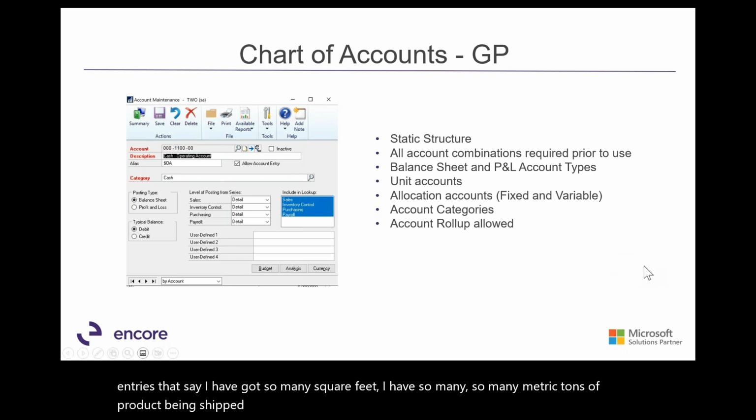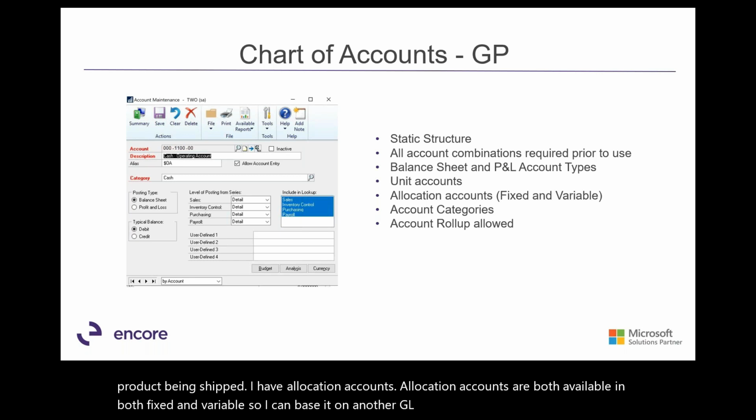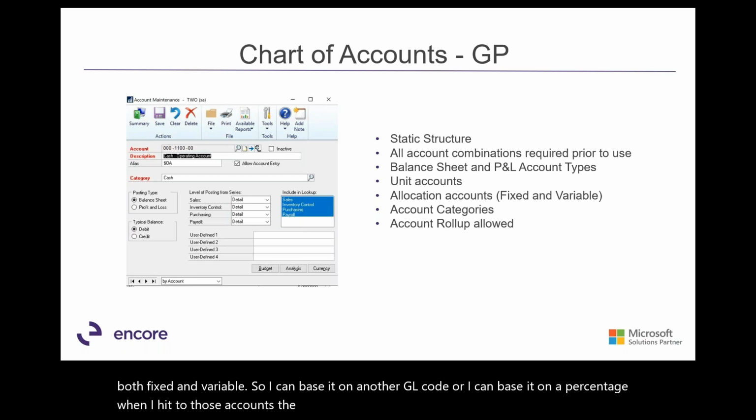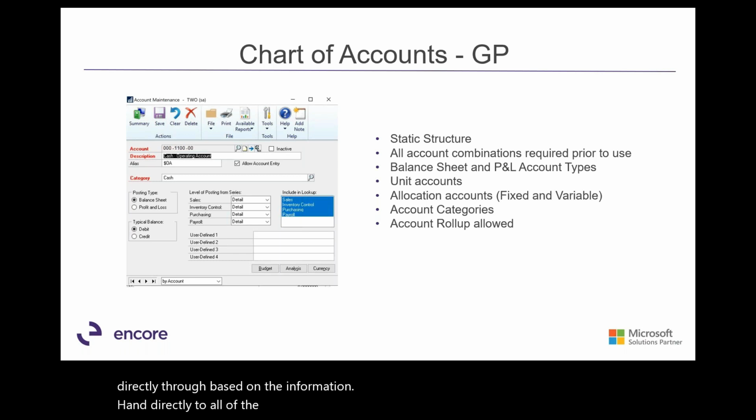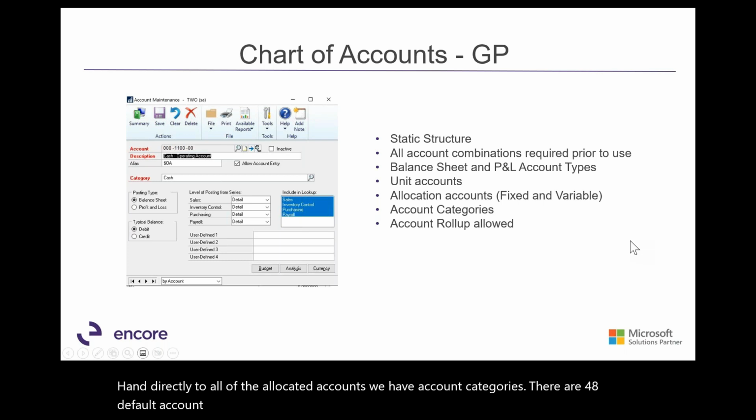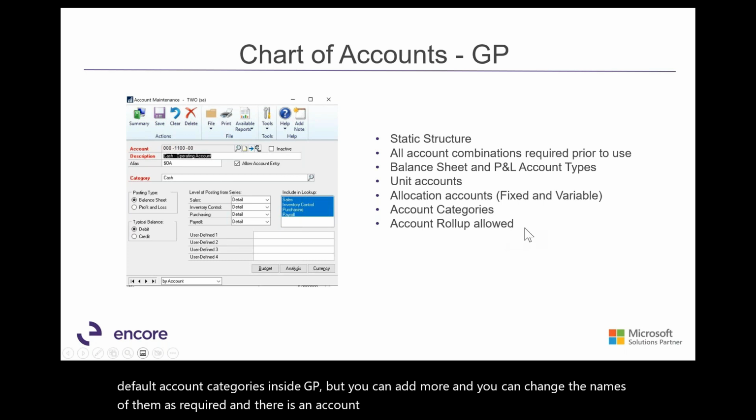I have allocation accounts. Allocation accounts are available in both fixed and variable, so I can base it on another GL code or I can base it on a percentage. When I post to those accounts, the amounts are never actually posted there, but they post directly through, based on the information at hand, to all of the allocated accounts. We have account categories. There are 48 default account categories inside GP, but you can add more and you can change the names of them as required. And there is an account roll-up feature available for reporting purposes as required.